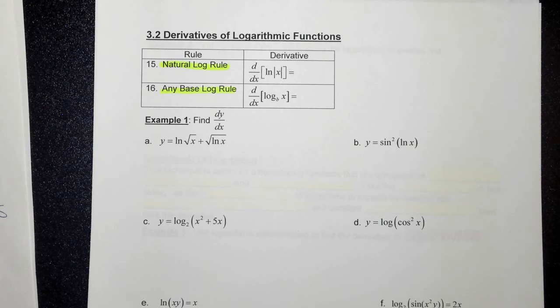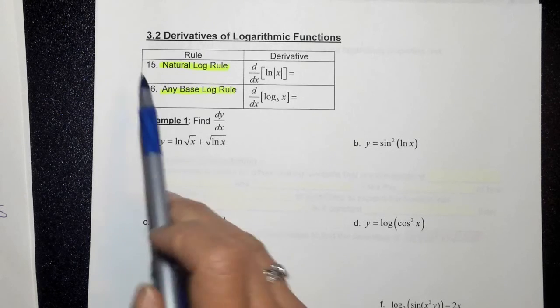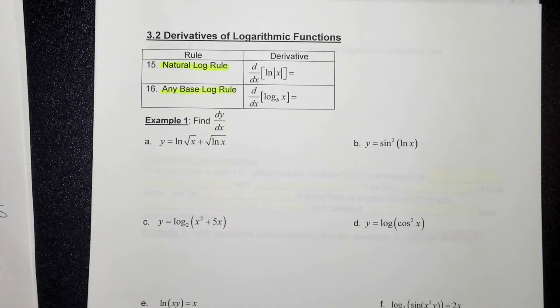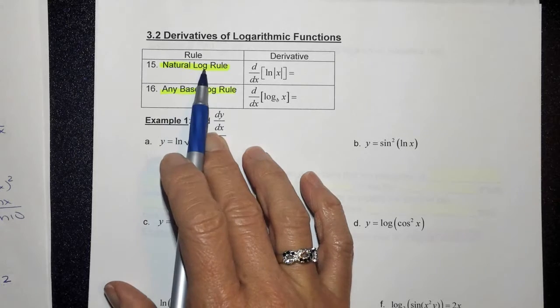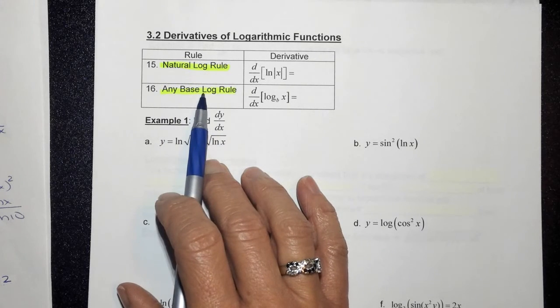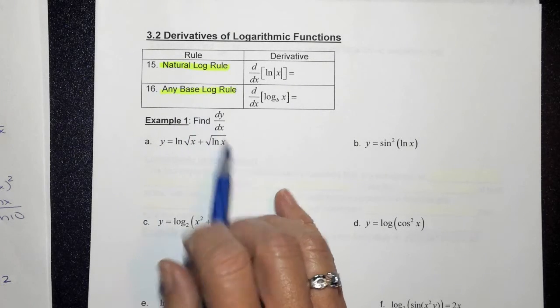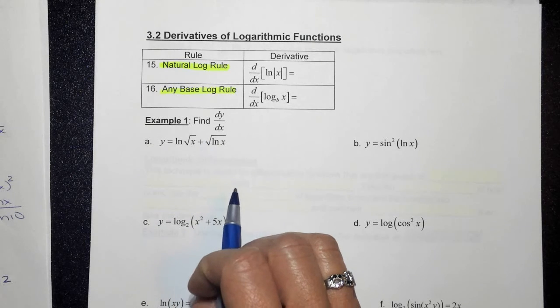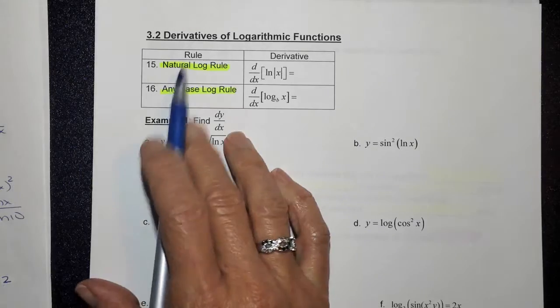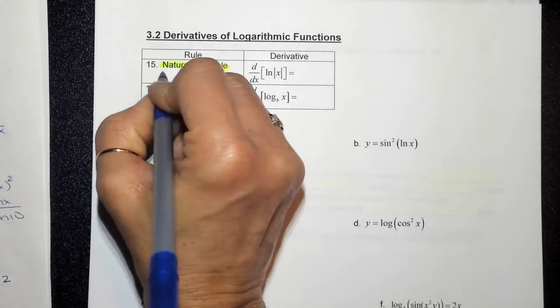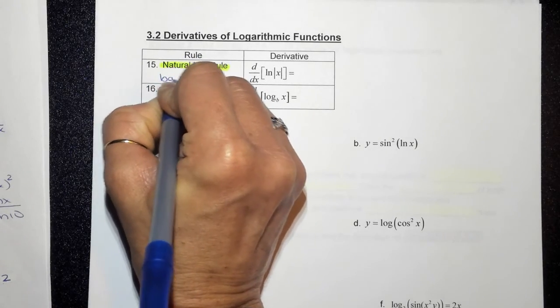Okay, we are adding to our list of derivatives. I think actually this should be 16 and 17, but it doesn't really matter. We have two different rules here. One is the natural log rule, and this is for any base log rule, meaning log base 4, log base 3, log base 10, log base 18, whatever.